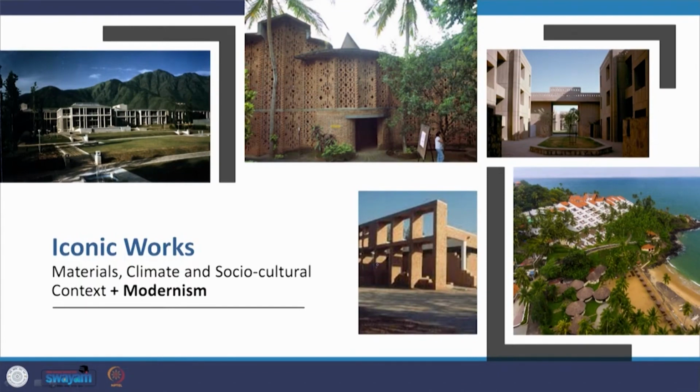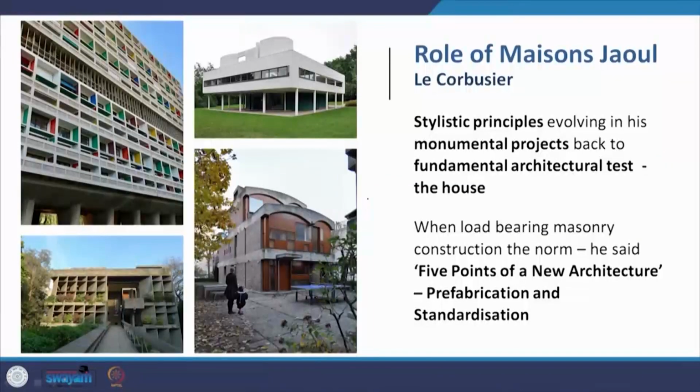So some of the iconic works that came up, which was a consequence of the use of materials and climate and socio-cultural context, is this work in Kashmir by Joseph Allen Stein, this building by Laurie Baker in Kerala, this is the Asian Games housing by Raj Rewal, this is the Kovalam Beach Resort by Charles Correa, and this is the Brise Soleil of, I believe, the Jodhpur University by U.C. Jain. Now, one house made a vital impact on Indian architecture in more ways than one. Not only in Indian architecture but globally.